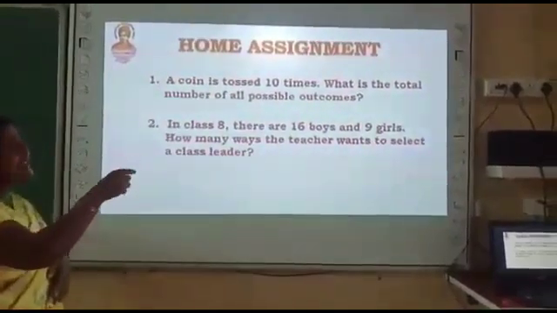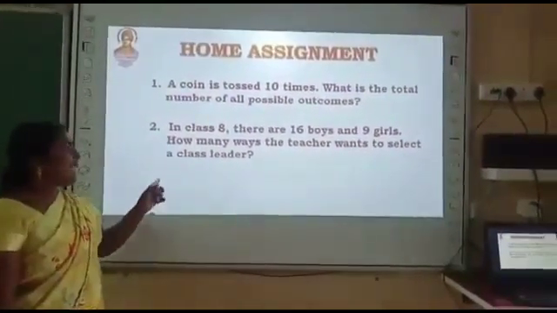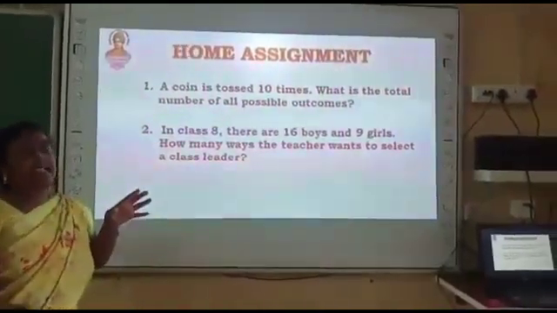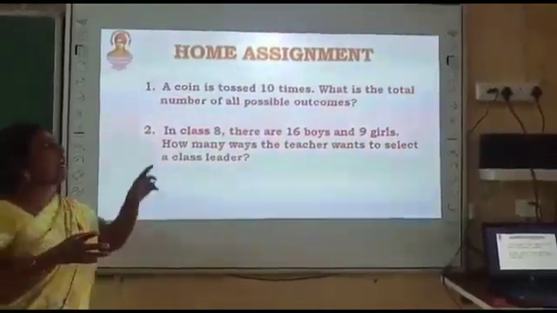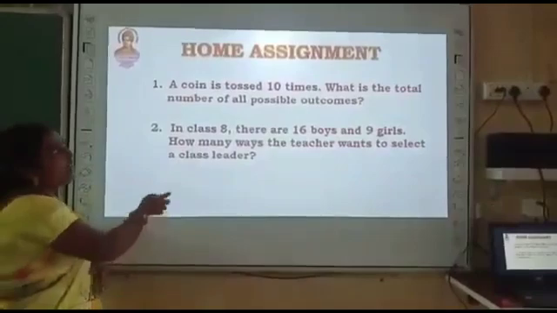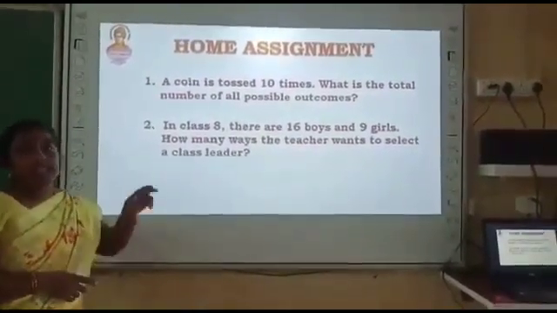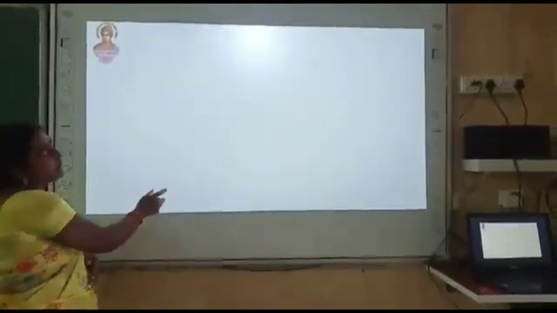Next, second sum: in class 8, there are 16 boys and 9 girls. In how many ways can the teacher select a class leader? Class leader means only the teacher selects, so think about which principle you can use to find it. So these 2 are your home assignment. That's all for this class. The remaining we will see in the next class. Thank you.